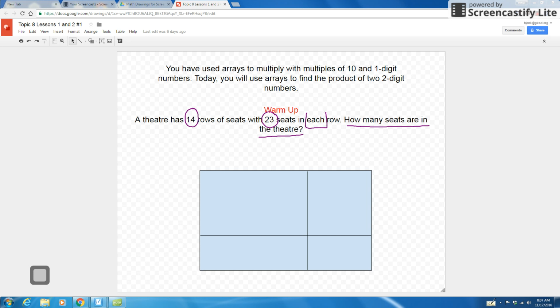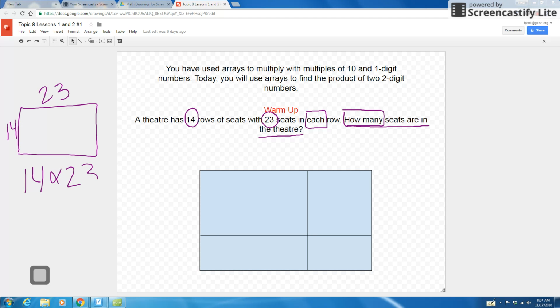We have some keywords here. We have each, how many. Okay, we want to know how many are in each and all together. So we have 14 rows of seats and 23 seats in each row. So we have one big array, if I think of it this way, that is 14 by 23. We know this equals 14 times 23.